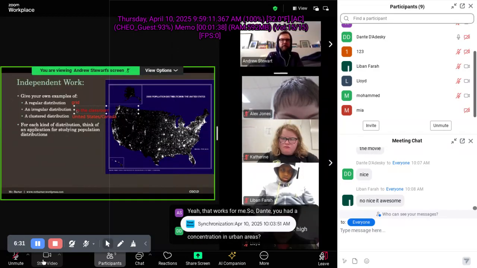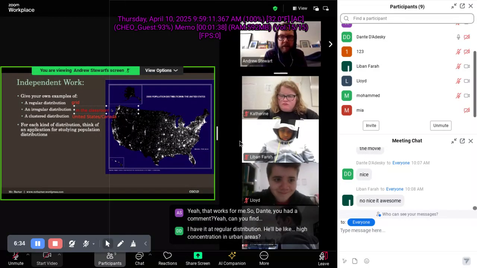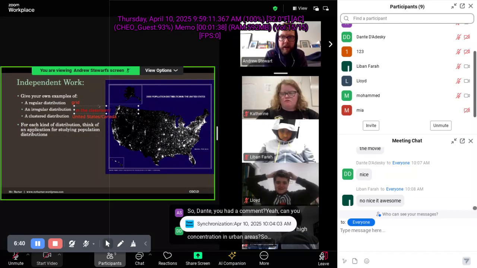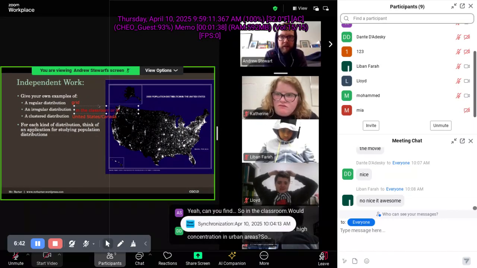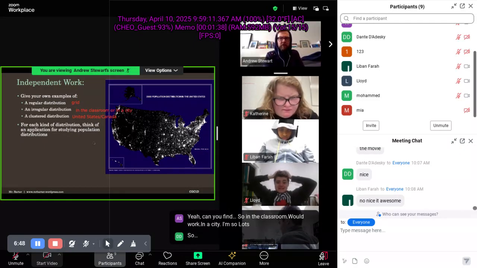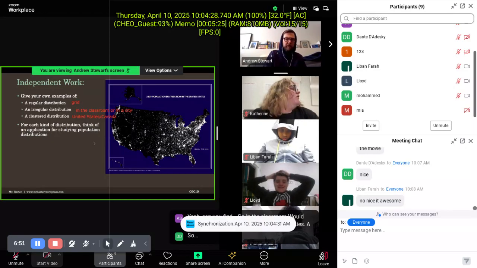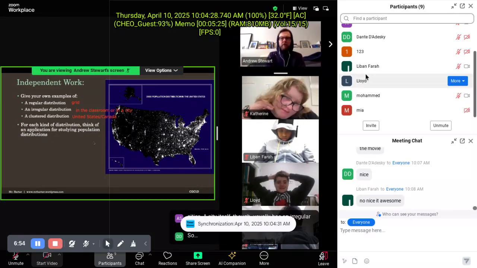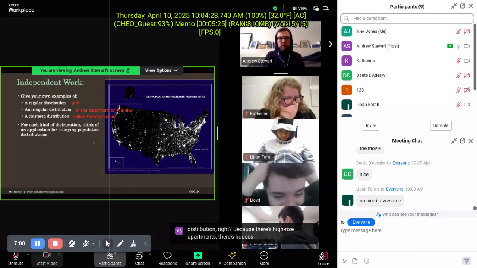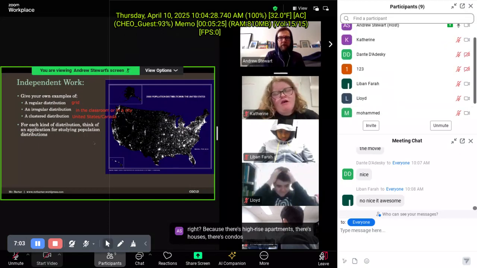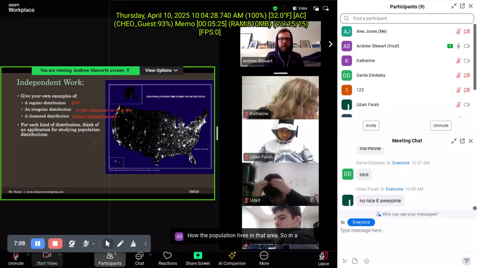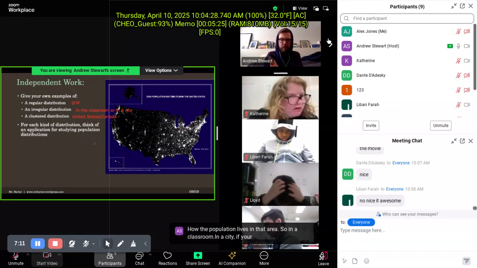So the classroom would work, or a city. Lots of people live in cities. A city itself, though, usually has an irregular distribution, right? Because there are high-rise apartments, houses, and condos. There are different types of ways that we live that change how the population lives in that area.